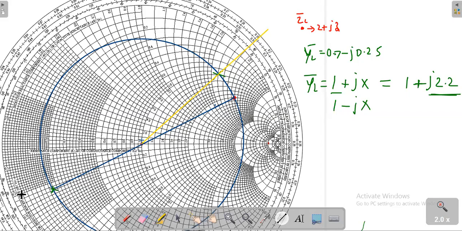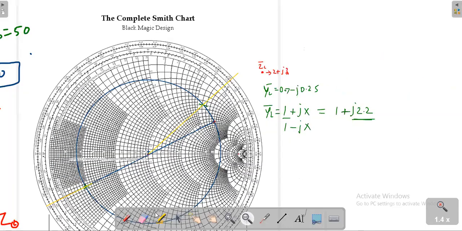Calculate the length from here to there. For that I have to extend this also. Okay, this also I will extend. Roughly. Okay, now you just try to measure the length from here like this. You go like this from here to here. Okay, this is the length of this stub.